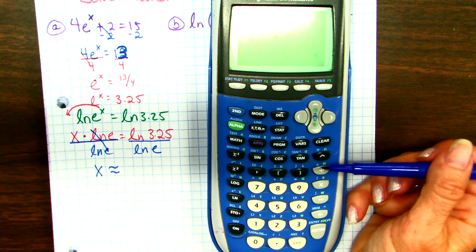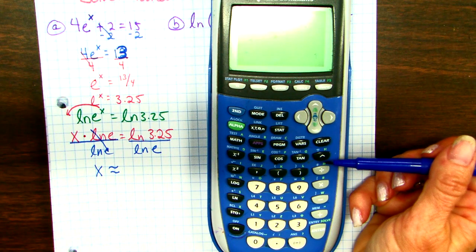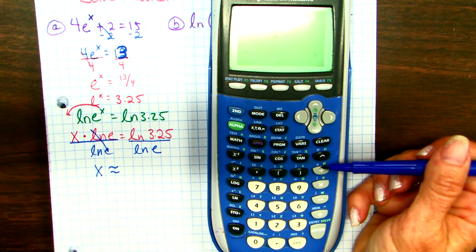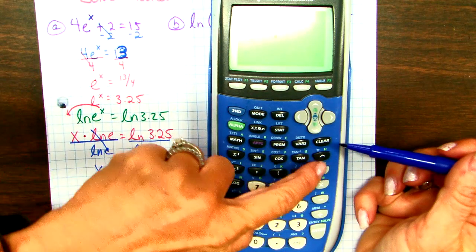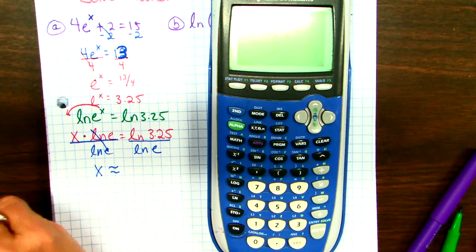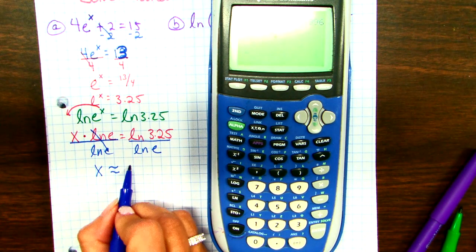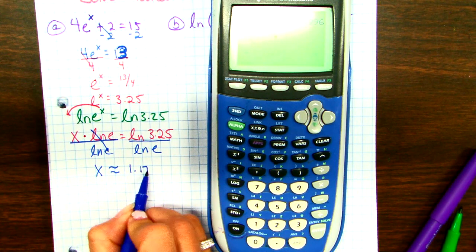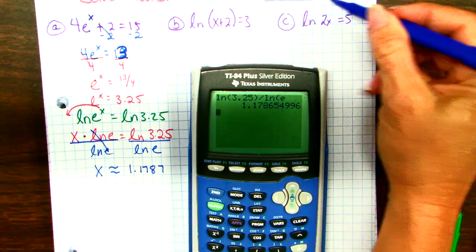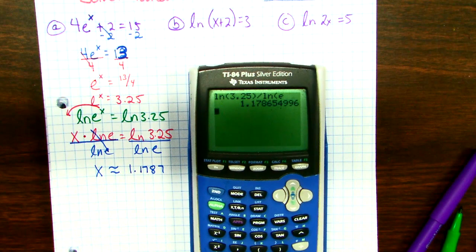Now, e, look at my pen, is above the division symbol. So since it's above the division symbol, it's in blue. I have to hit the second button. See why you don't even want to have to do that? Because that equals 1. Natural log e equals 1. And we get 1.1787, rounding to the nearest 10 thousandths, just like we did on the last test, which is 4 decimal places.